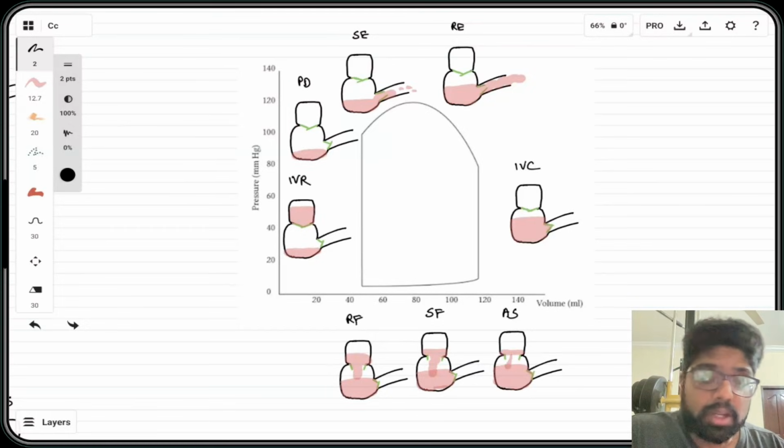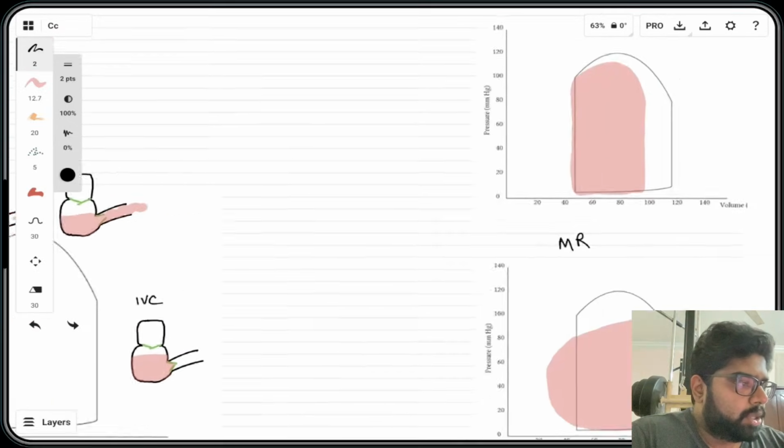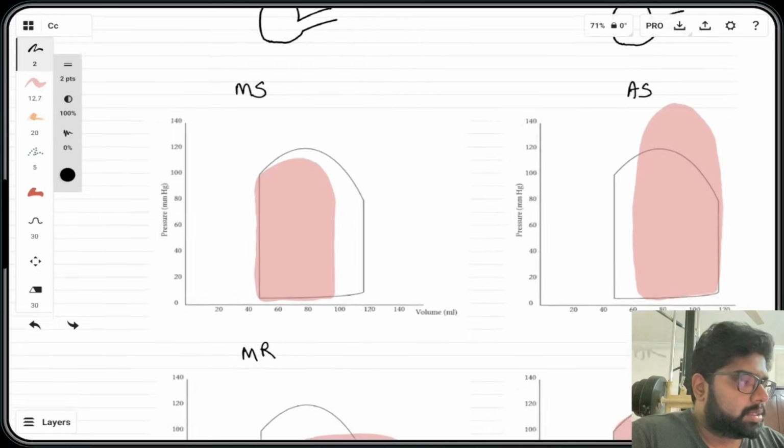Now that we have seen what a normal pressure volume loop looks like, we are going to move on to some abnormalities. Now mainly from a NEET PG perspective, you have got 4 abnormalities pertaining to the various valves. So you have 2 valves on the left part of the heart, which is the mitral valve as well as the aortic valve. There can be mitral stenosis, mitral regurgitation, and aortic stenosis and aortic regurgitation. Let's try to understand what exactly happens during these valvular abnormalities.